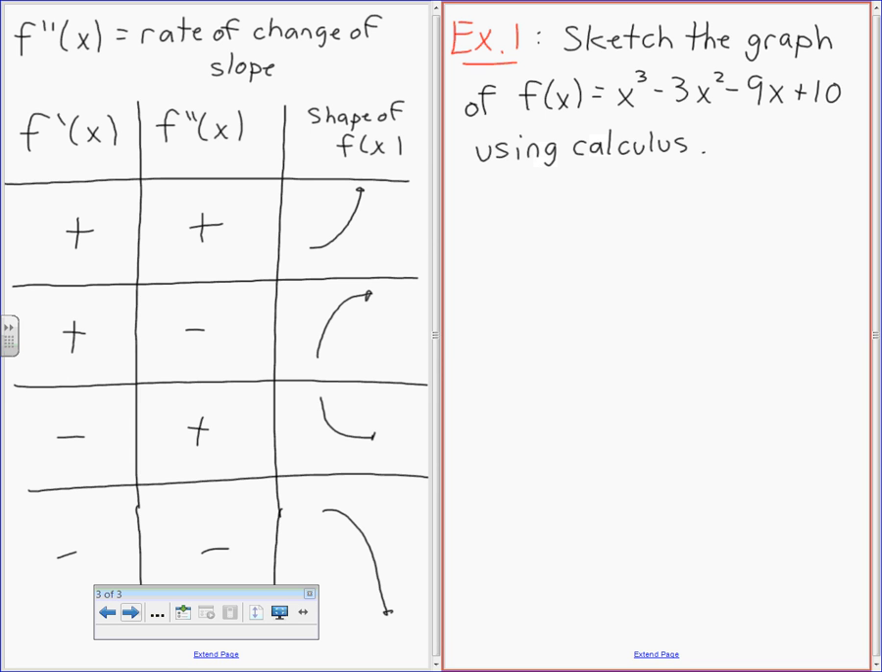Okay, these are the things we're looking for. I'll write this in the solution. I'm going to start with my domain.